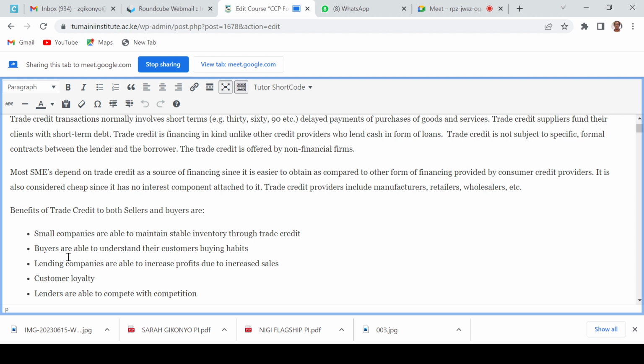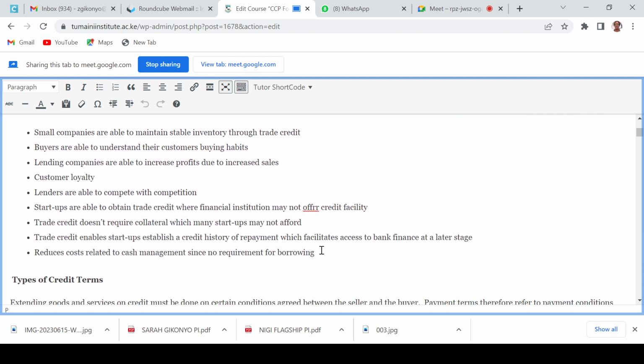There is what we call customer loyalty. When you give a credit facility, people tend to remain loyal to your business. When they become loyal, you are able to sell more and more. The other one is that lenders are able to compete with competition. Unilever will stock its items, and Bidco, who is also its competitor, will too. So the lenders, who are the manufacturers, are able to compete, making sure their products are available in the market even before the buyers are able to pay for them. Startups are also able to obtain trade credit where a financial institution may not offer a credit facility.